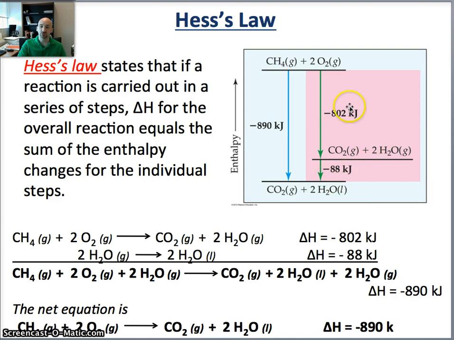If we add those two together, which is shown here, we see that the total delta H for the reaction is minus 890 kilojoules. And so we can get that in that equation. I'm missing a J here, just to let you know.